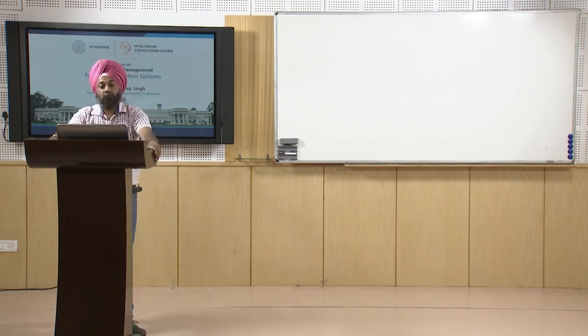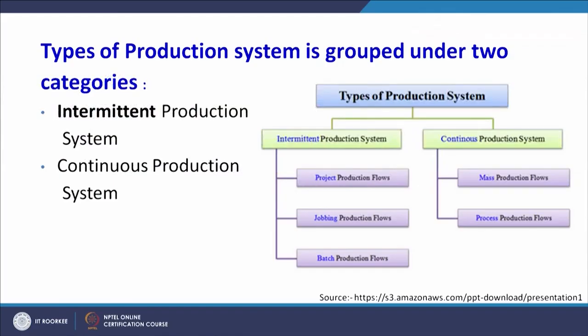Now what are the types of production system that can be grouped in 2 categories broadly? So there are intermittent type of production systems and there are continuous type of production systems. So we can see type of production system broadly classified into 2: intermittent type of production systems and continuous type of production systems. Then sub classifications are there for intermittent type. What are sub classifications? Project, jobbing and batch. On continuous side we have sub classifications, mass and process type of production flows.